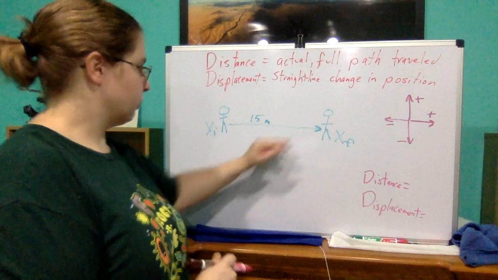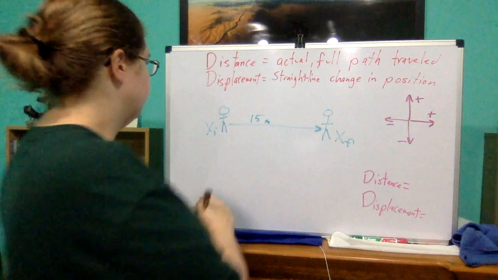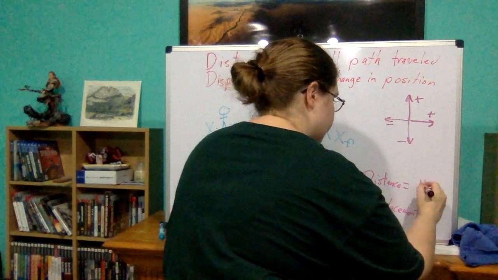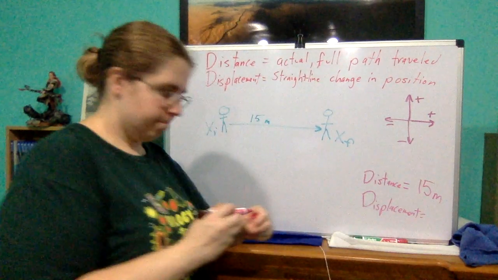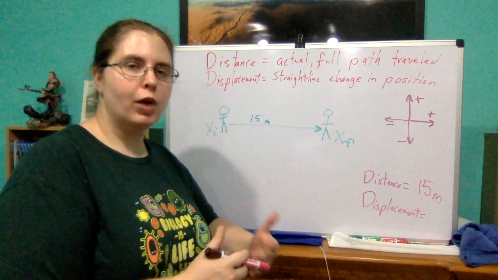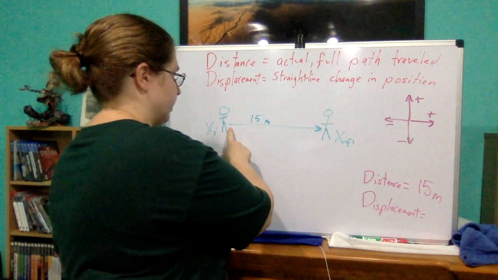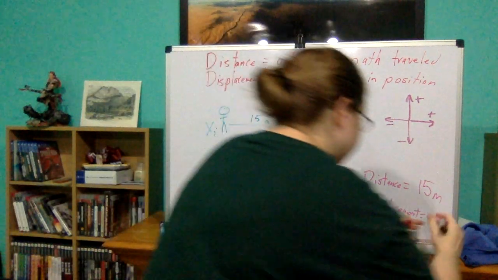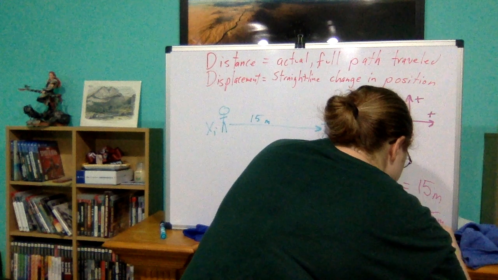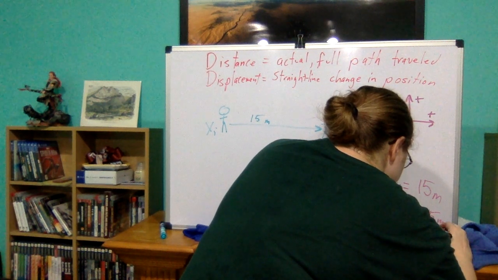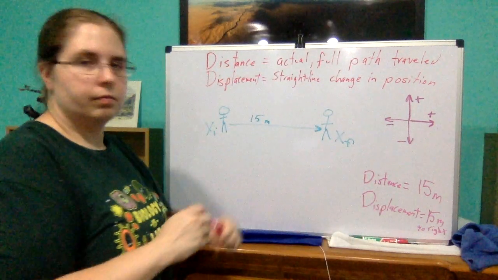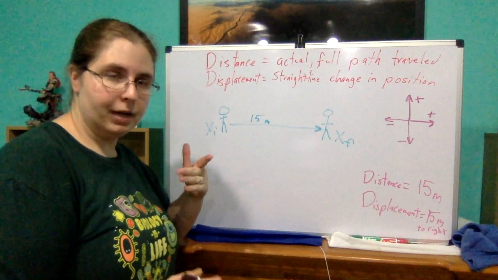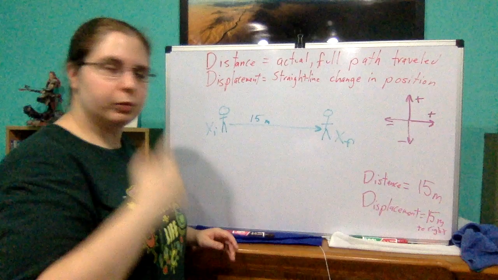I'm going to put the answers over there so we can work out any math that we need to right here. So they start here, they travel 15 meters. So that is their distance. All right, where did they end up relative to where they started? Well, they started here, they went to there. That is 15 meters to the right. So as you can see, there are times when distance and displacement will be the same amount. But there's also times where they will not be.